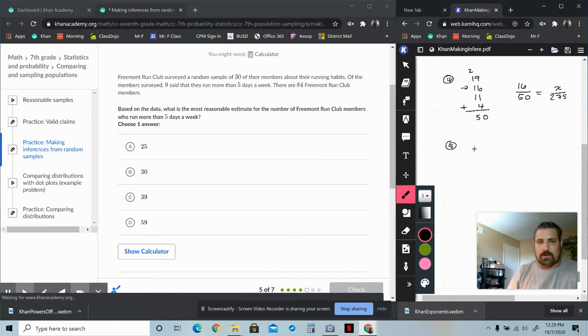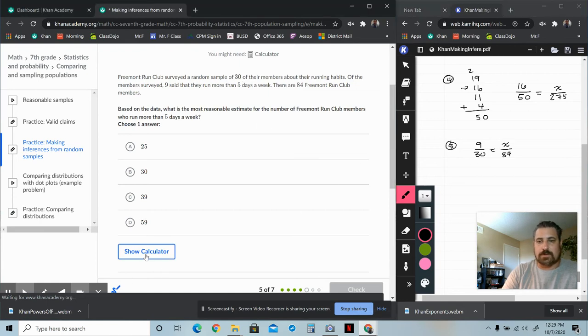You would see that there were 30 people who were surveyed. Out of those 30 people that were surveyed, 9 responded that they run more than 5 days a week. There are 84 total members of this club. How many would that be out of the 84? So based on the data, what is the most reasonable estimate for the number of Fremont Run Club members who run more than 5 days a week? Same thing, more than 5 days a week, we're good to go.